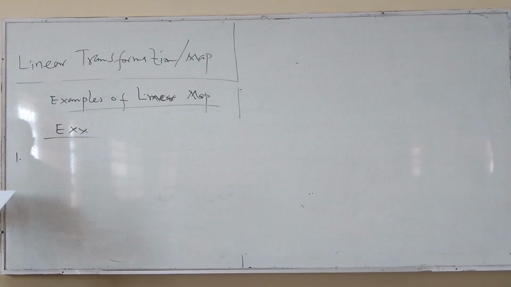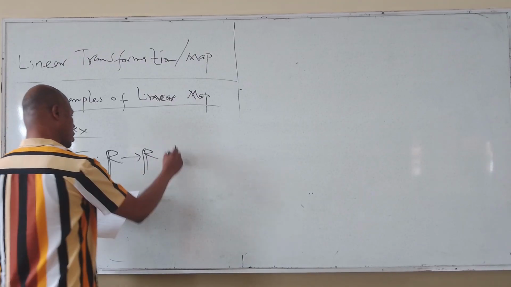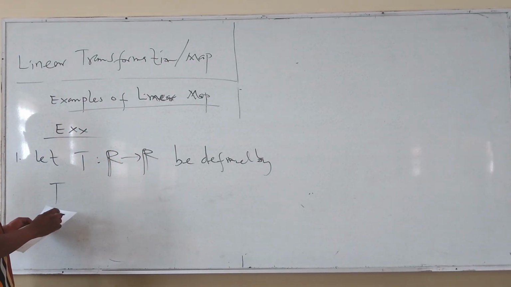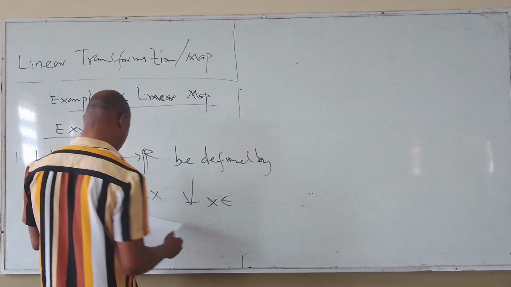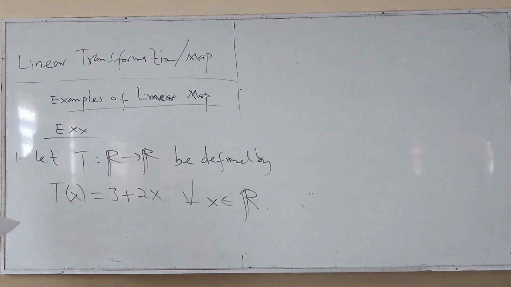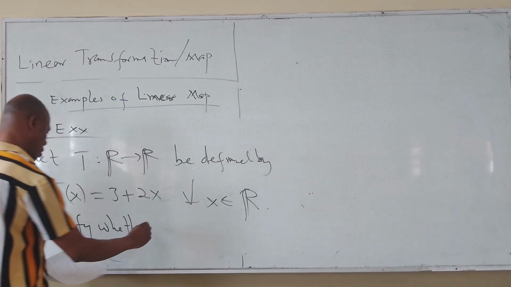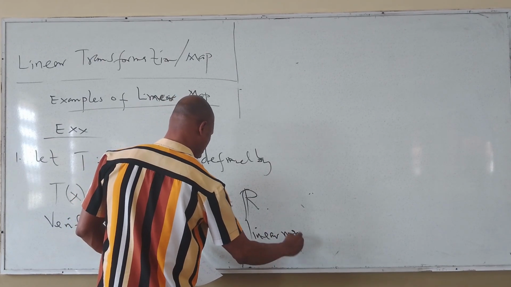First one is this. Very simple. Let T from R to R be defined by T of x equals 3 plus 2x, for every x a member of R. Verify whether or not T is a linear map.